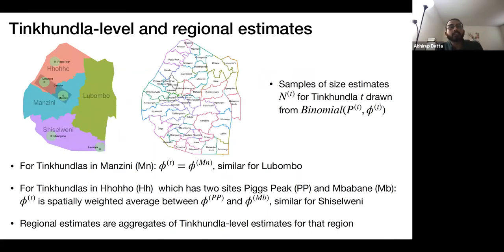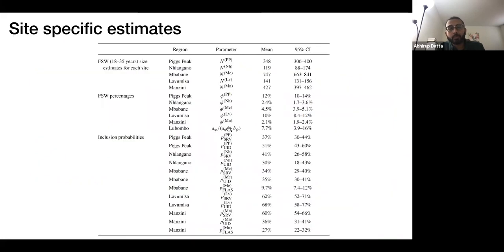To go from the site level estimates to the Tinkhundla level estimates, for Manzini, we have only one site. So we assume that each Tinkhundla within Manzini has that same proportion that we calculate for the site of Manzini. For Hhohho, we have two sites. So we use a spatially weighted average of the proportions we obtain at these two sites when we calculate the proportion for each of the Tinkhundlas. And we do the same thing for Shiselweni as well. And then to extrapolate to Lubombo, we simply use the posterior mean of the proportion distribution.